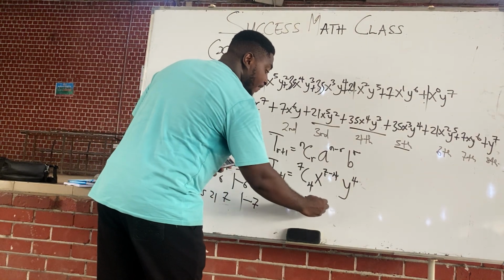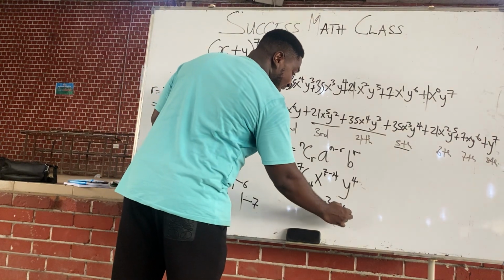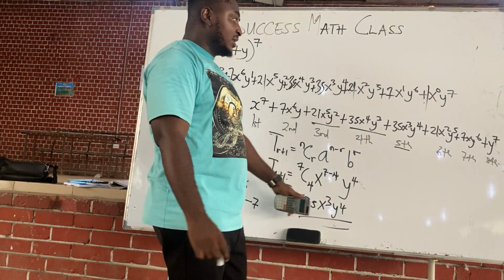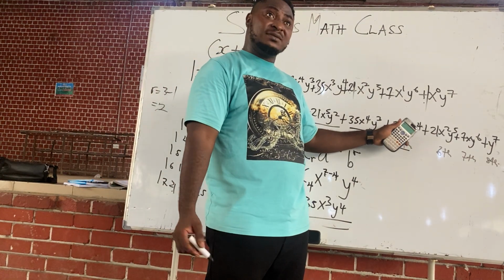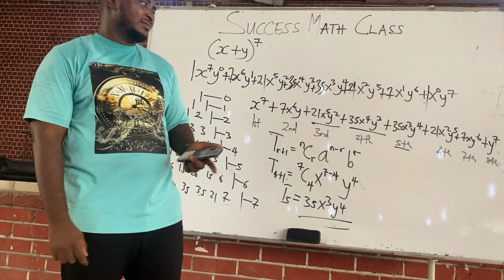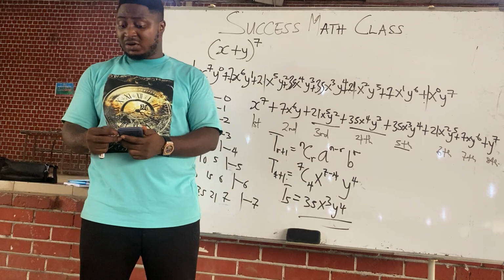7 minus 4 is 3, so x raised to power 3, y raised to power 4. What term is this? T(4+1), the 5th term. Does it correlate with what we got with the long method? Instead of going through all this stress, the formula gives you your answer.